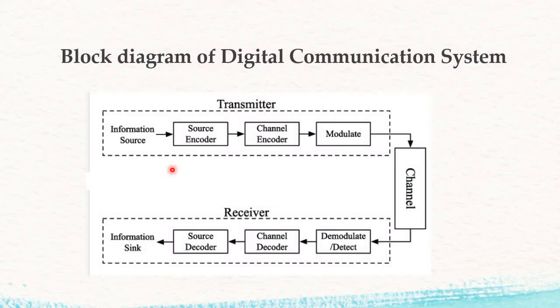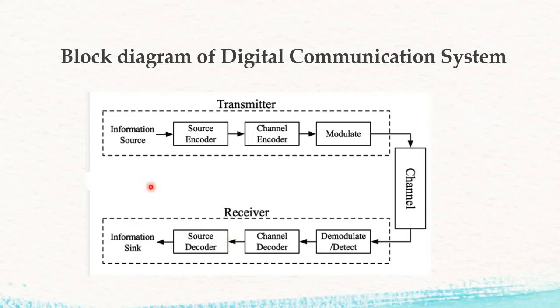Block diagram of digital communication system. Now this block diagram of a communication system we have already seen in unit number 1, at the beginning of the syllabus. So what are the different blocks present in a digital communication system? The blocks are source encoder, channel encoder, then we have a modulator. After the modulator the signal is given to the channel, after the channel it is given to the demodulator, then to the channel decoder, source decoder and the information sink.